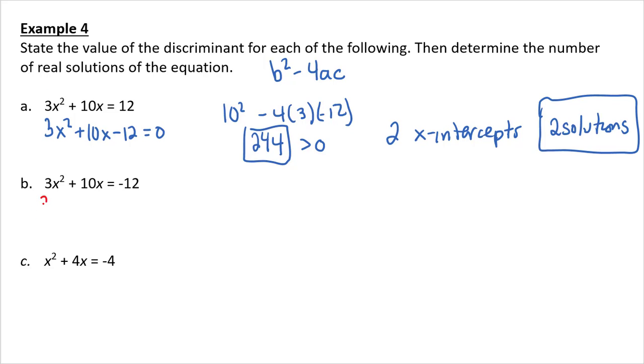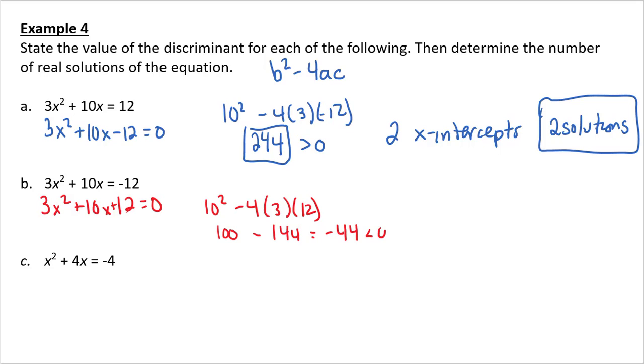So for the next one, again, remember to get the equation equal to 0. I'm going to add the 12 over. B squared minus 4AC. This ends up equaling 100 minus, I don't know why I scared myself on this one now, 144. That equals negative 44, so that's negative, so I have 0 solutions.